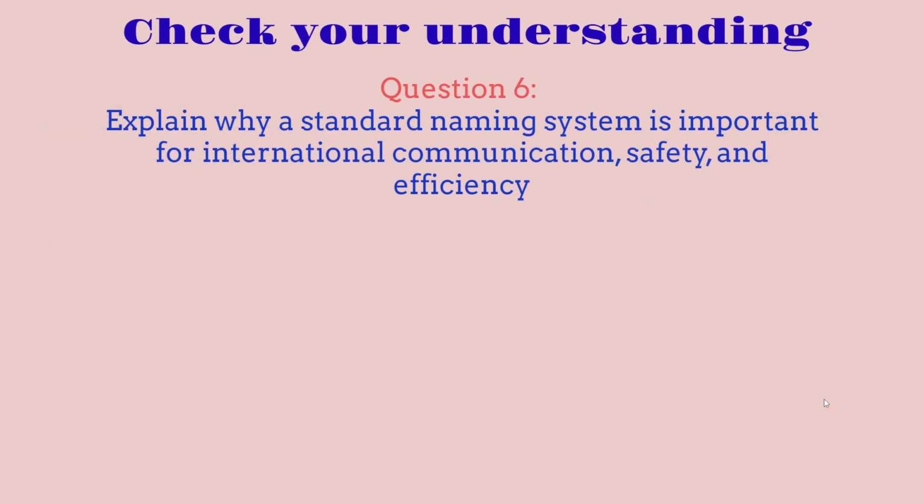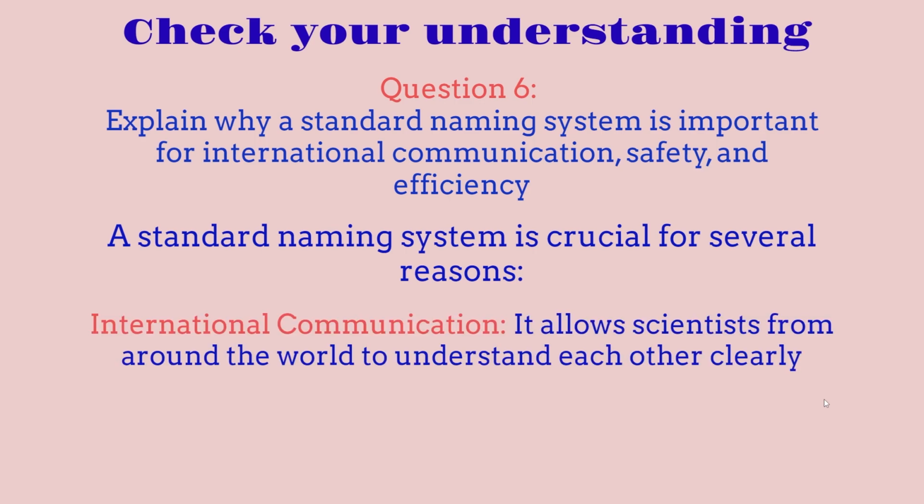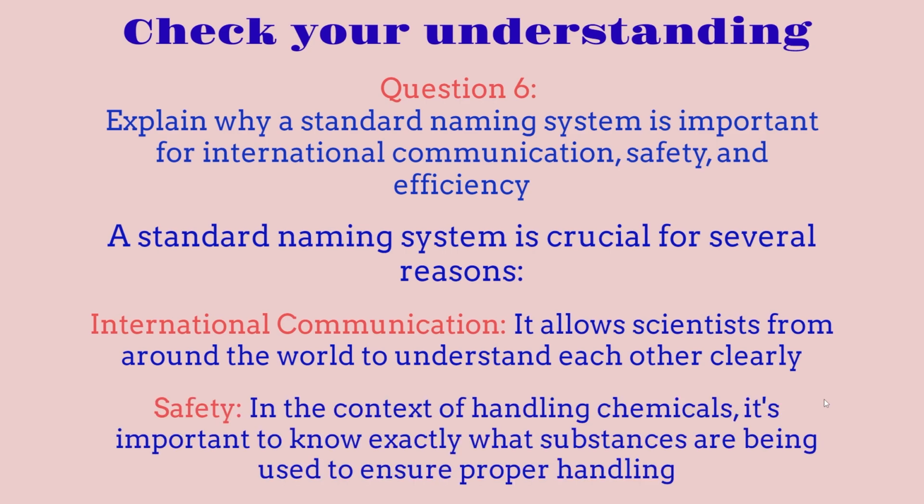And for question number 6, explain why a standard naming system is important for international communication, safety, and efficiency. A standard naming system is crucial for several reasons. For international communication, it allows scientists from around the world to understand each other clearly without language barriers. So if everyone has the same thing, then all the scientists are going to know and can understand each other clearly. And for safety, in the context of handling chemicals, it's important to know exactly what substances are being used to ensure proper handling. So this summarizes question number 6.